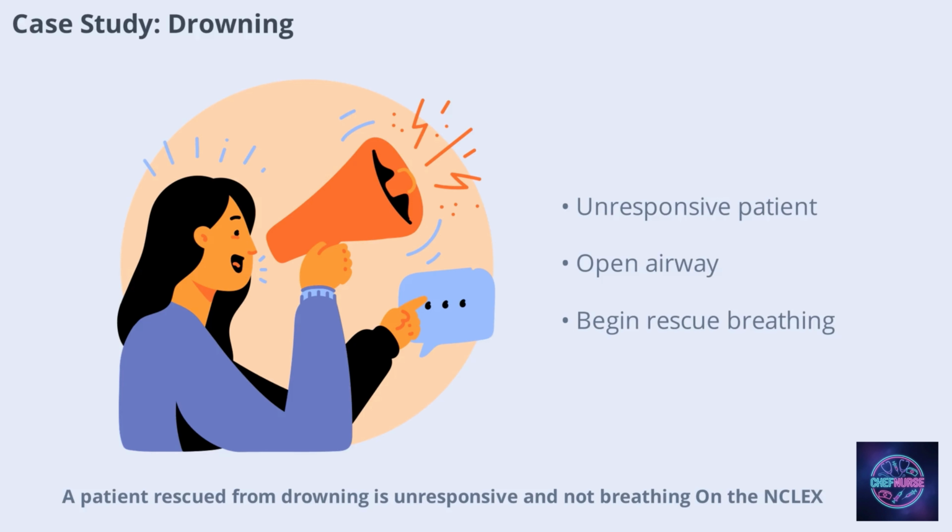A patient rescued from drowning is unresponsive and not breathing. On the NCLEX, your priority is to open the airway and begin rescue breathing. Immediate action is necessary to restore oxygenation and prevent brain injury.